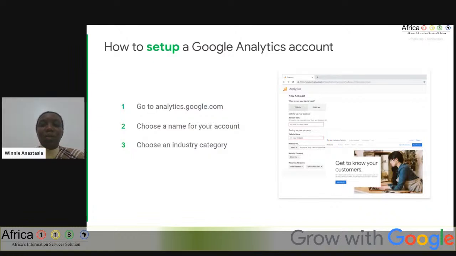So how do you set up a Google Analytics account? So you go to analytics.google.com. My moderator will post that in the chat box. Then you choose a name for your account, and then you choose an industry category. So let us try to do that and see what happens. So I'll share my screen again. Analytics.google.com. So let me stop sharing my screen, and then I'll be able to share the Google Analytics page.